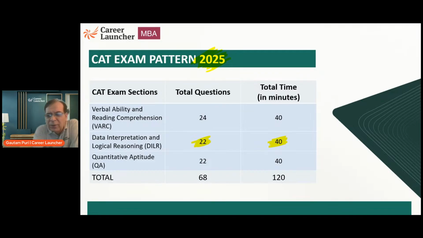In the next couple of weeks, most probably next Sunday, we should get the CAT notification, and we should then be able to say what the exact pattern is. But my guess is it's likely to be the same pattern.